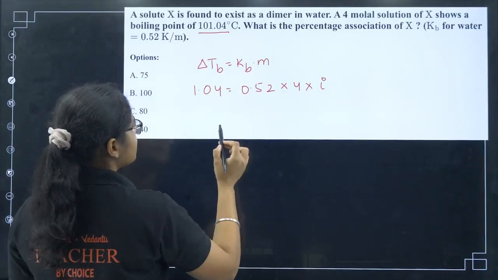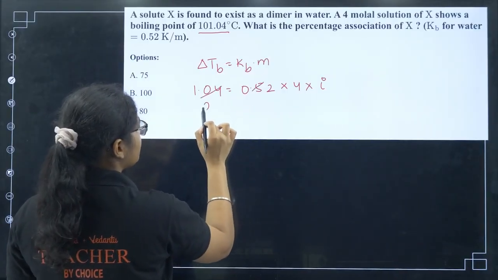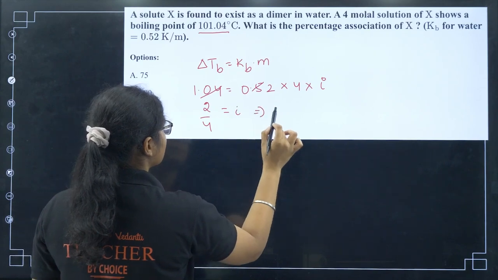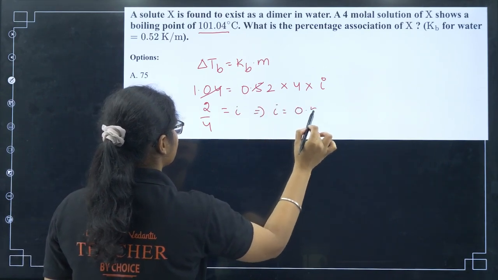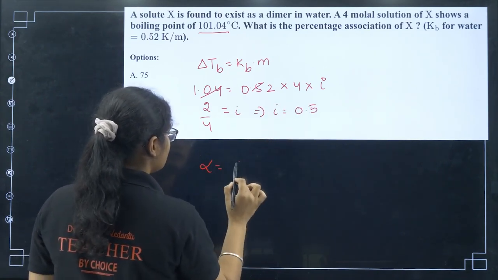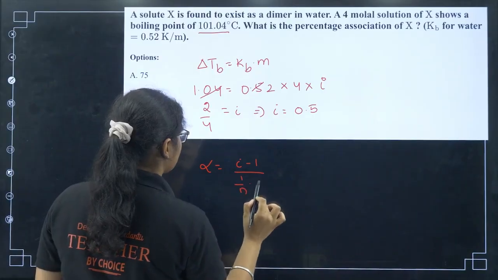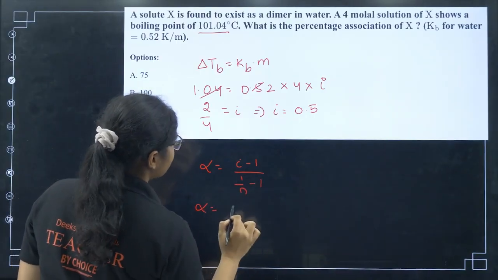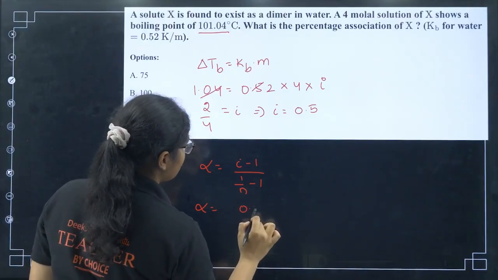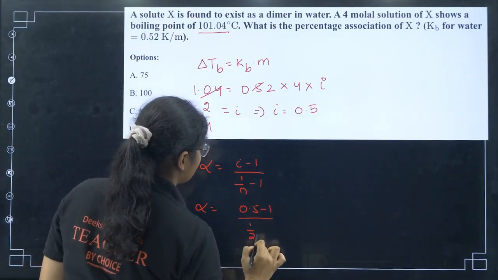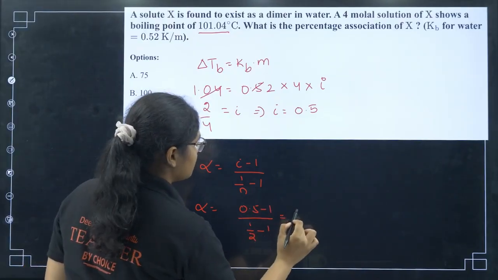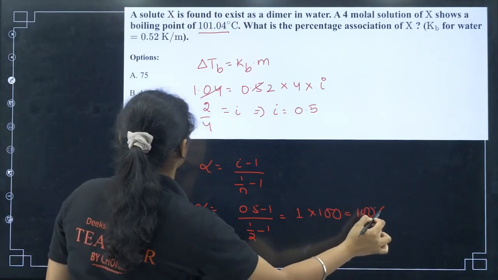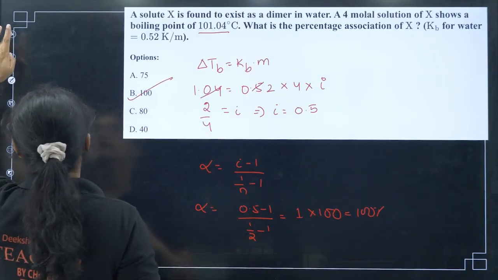Now, this one, if I see, I value is equal to 0.5. Now, alpha is equal to (i minus 1) by (1 by n minus 1). What is the value of alpha here? That I have to find out. I value is 0.5, minus 1, by 1 by 2 minus 1. So, that will give me 1, and if I convert it into percentage, I will get 100%. So, option number B here.